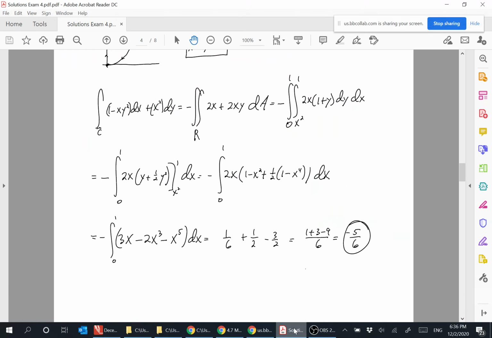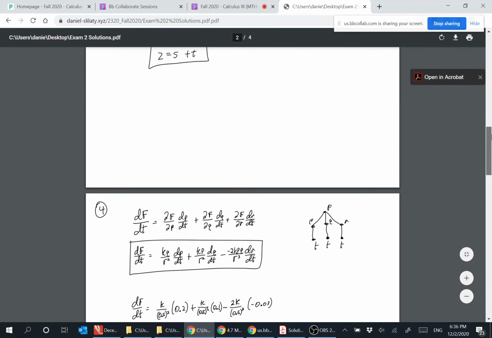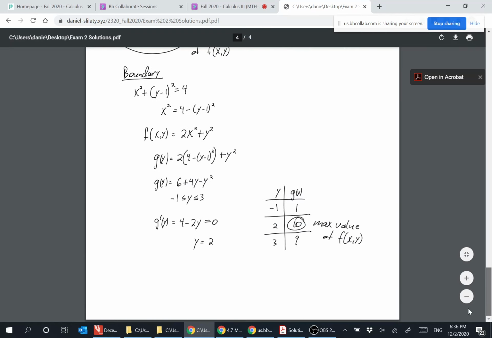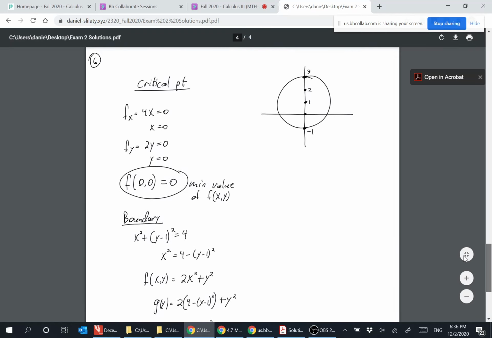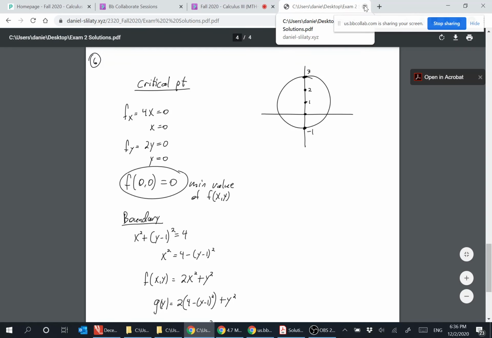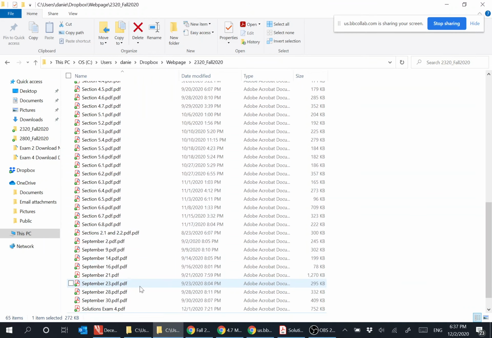With the single variable function, you find the critical points, and then you look at the boundary. So let's take a look at exam 2. Where'd it go? So on exam 2, it looks like I don't have the actual problem. Where is it? Let me actually find it. And we'll do that.